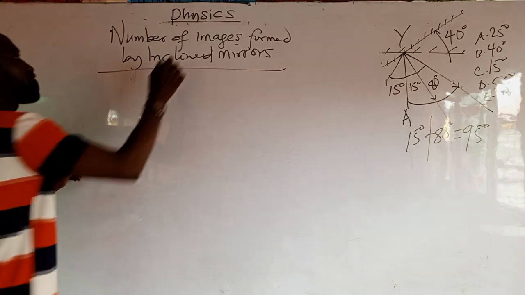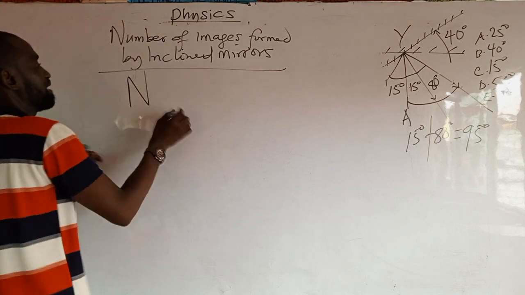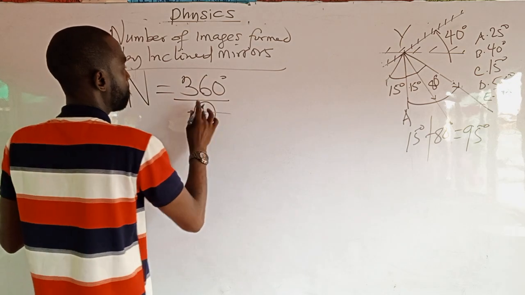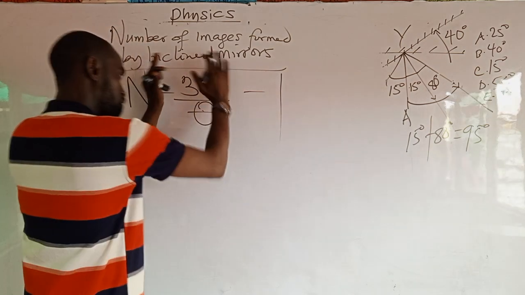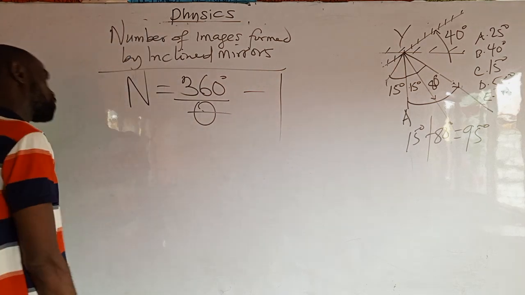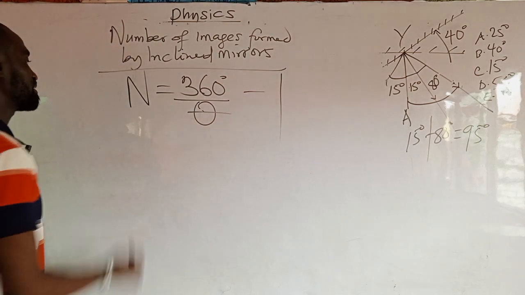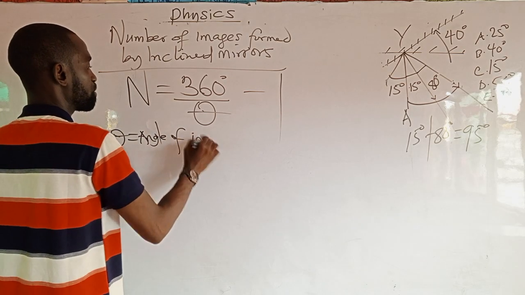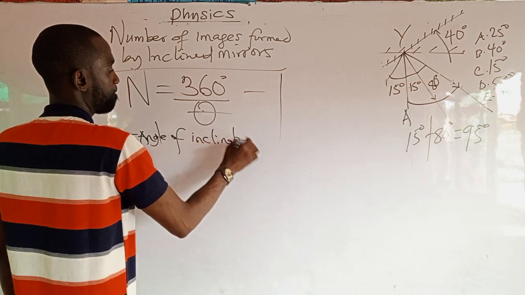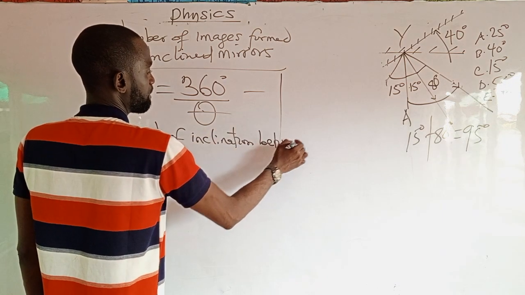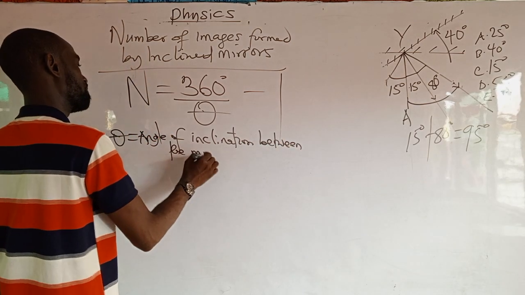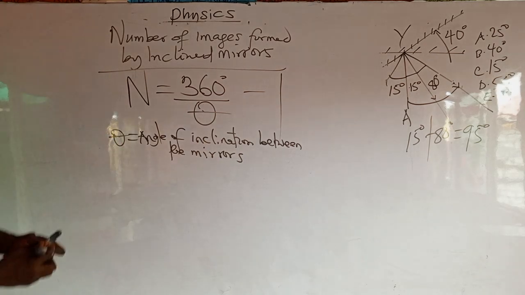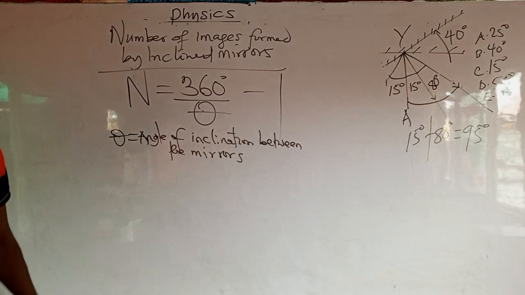So we have our number of images formed by inclined mirrors. N equals 360 degrees all over theta minus 1. Here, n is the number of images formed, then theta is the angle of inclination between the mirrors. That's all for the number of images formed.